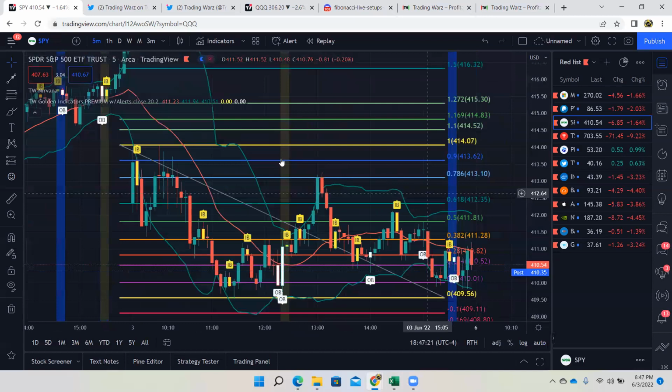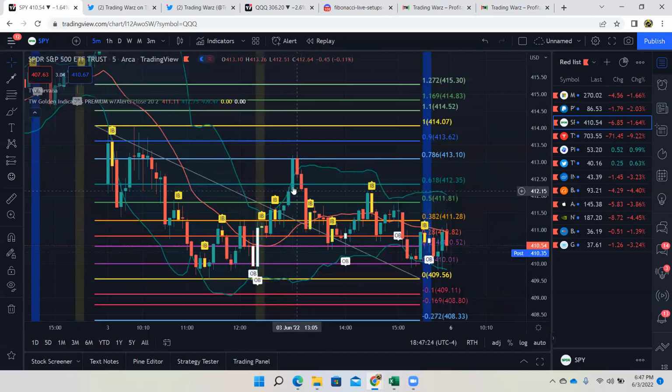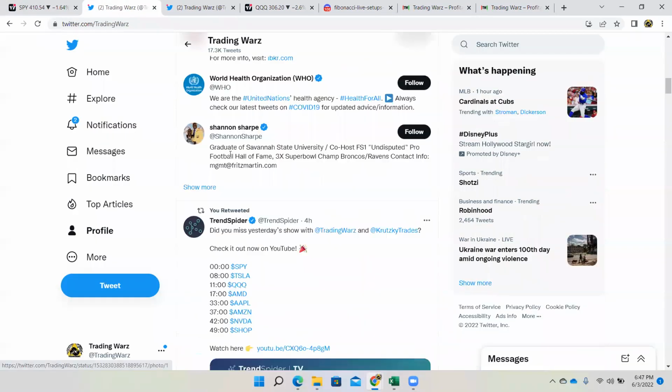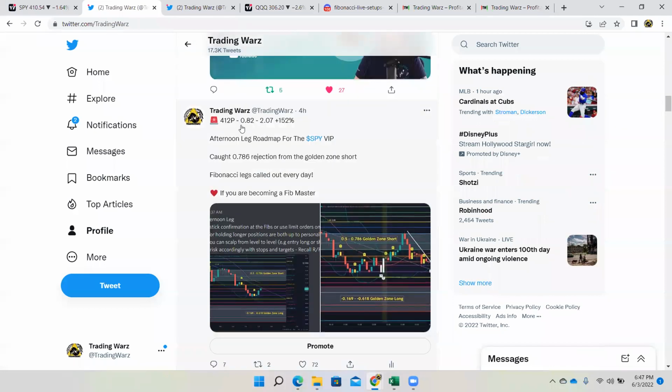It came into the 786 and the same waterfall action. And when we got to the 786, the trend changed because now all of a sudden we started breaking the lows of the candle. So that's a great way to enter into the play as well. And just to recap on that one for SPY, those options right there, the 412 puts, the 0 DTE, went for 150% from that 786.